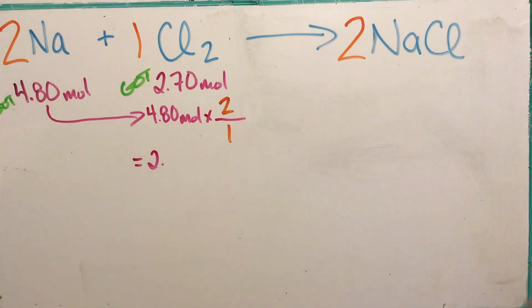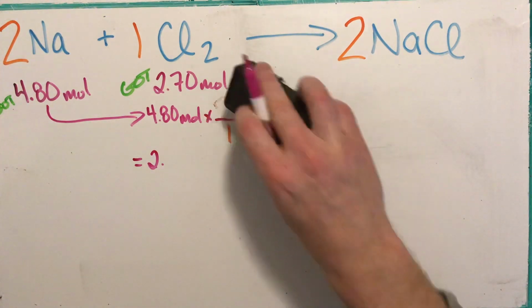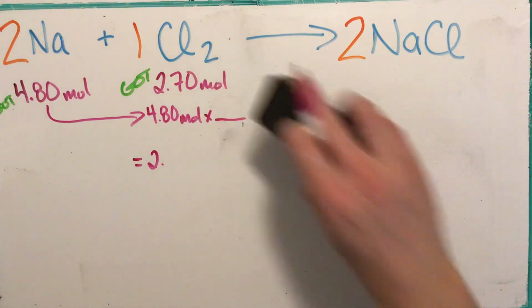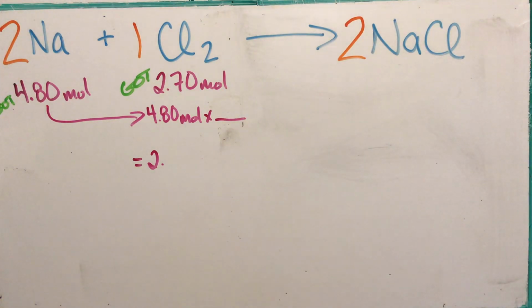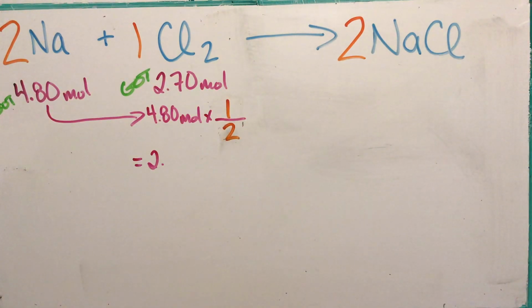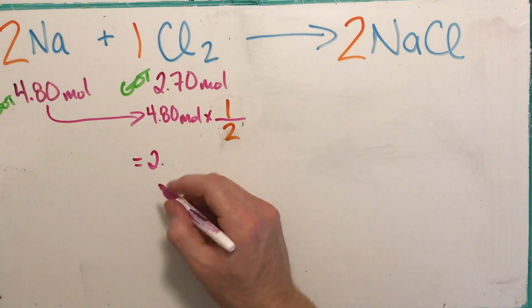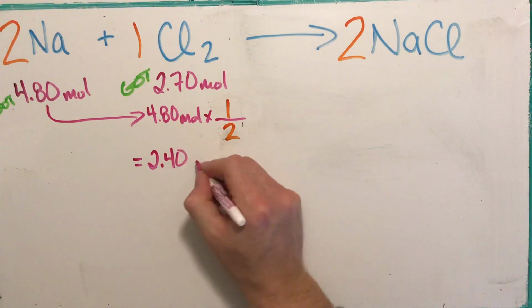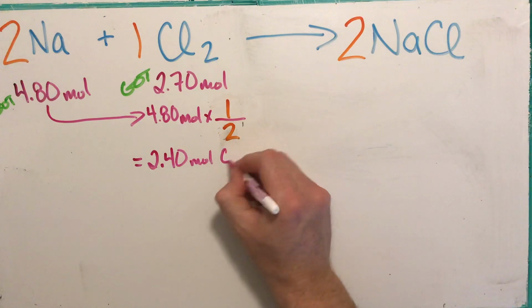2.4. Oh, sorry, I did head over heels wrong. Yikes, good catch, sir. The head of the arrow is at the 1. The heel of the arrow is at the 2. And that yields 2.4 moles of chlorine gas.